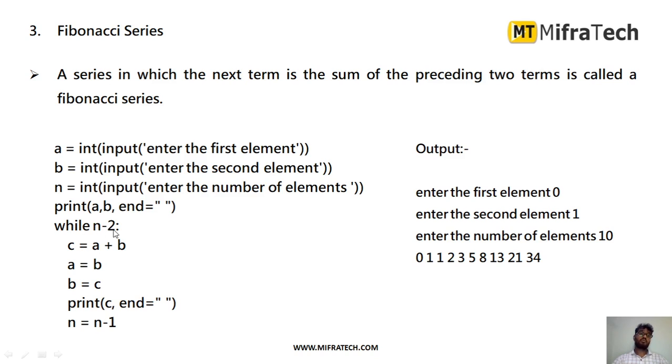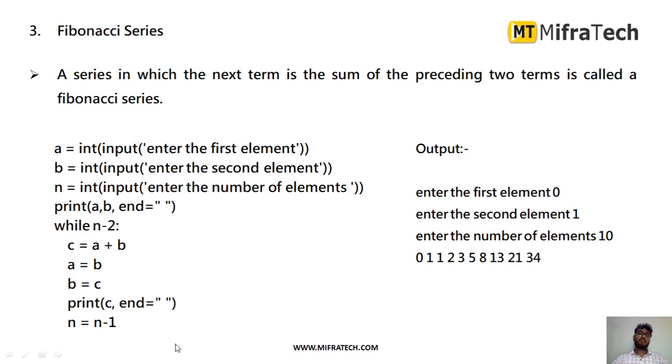Whenever the n value becomes 2, 2 minus 2 is 0, the condition will fail. At that position it will come out of the loop. So after, as I told, the swapping, it will print c also. After every iteration I have to reduce n, the total number of elements required, n is equal to n minus 1.